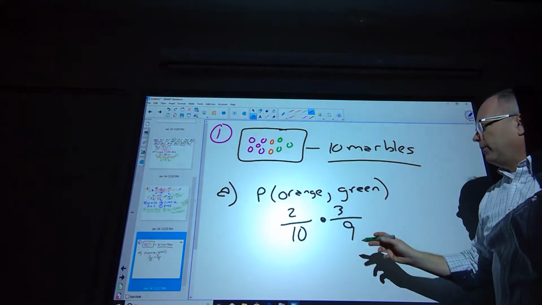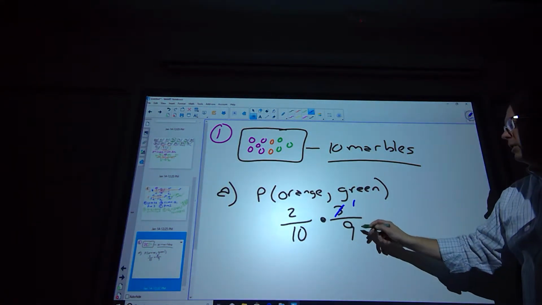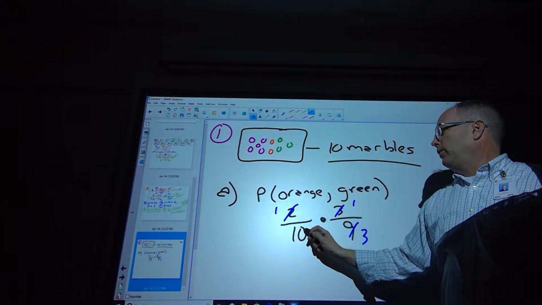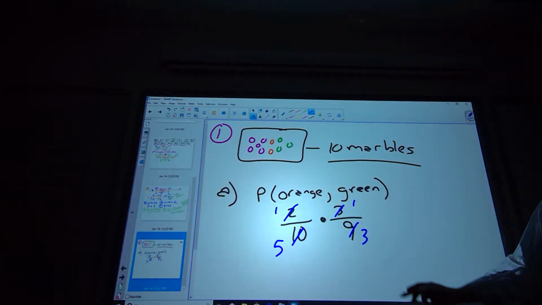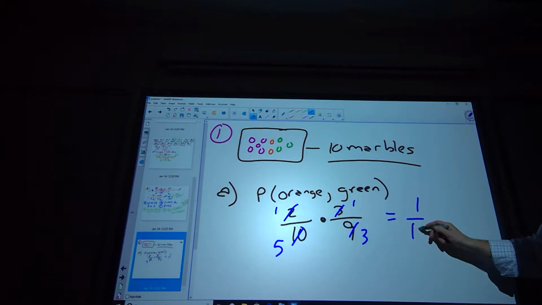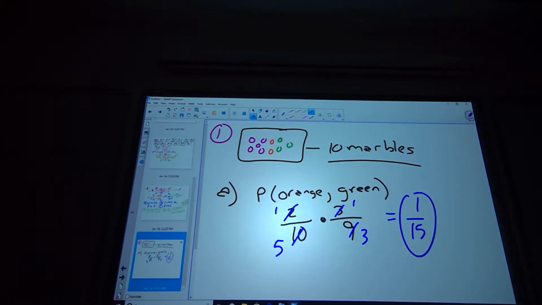And we're just going to multiply fractions. Now, there are things we could reduce. We could say that's 1/3. Yes. And we could say that that's 1/5. Agree? And now I'm going to go 1 times 1 is 1. 5 times 3 is 15. So I have a 1 in 15 chance of drawing 2 marbles where I didn't put the first one back. I have a 1 in 15 chance of getting an orange, then a green. Okay?